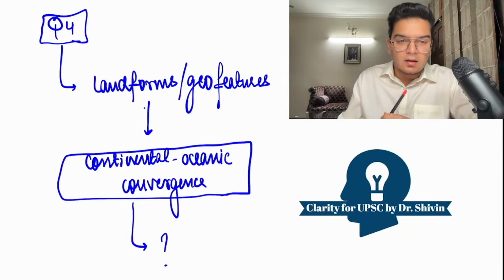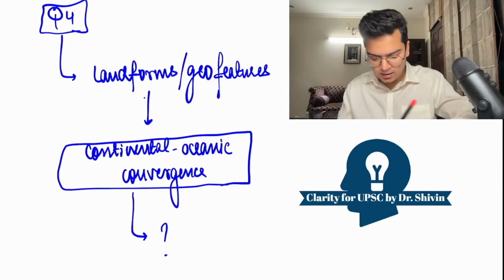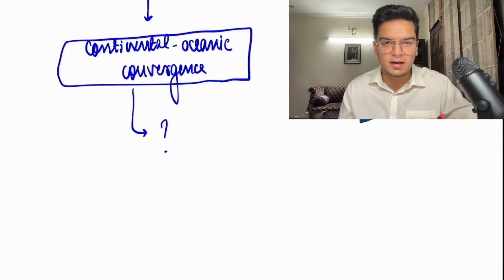Next question. Landforms and geographical features that are formed by continental ocean convergence. Not a difficult question in my opinion. Again, it can be solved, especially if you draw the diagram yourself, right?